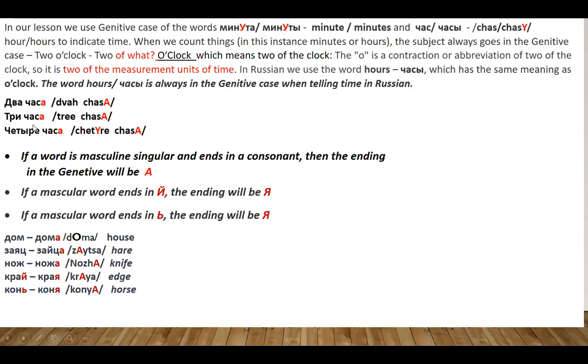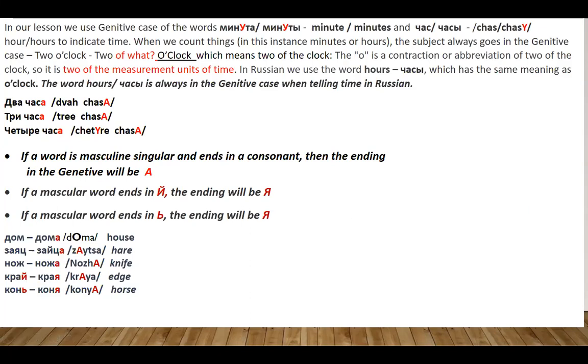3 часа, 3 часа means 3 hours. Literally, in English, you would say 3 o'clock. 4 часа, literally 4 hours. And the proper translation into English would be 4 o'clock.